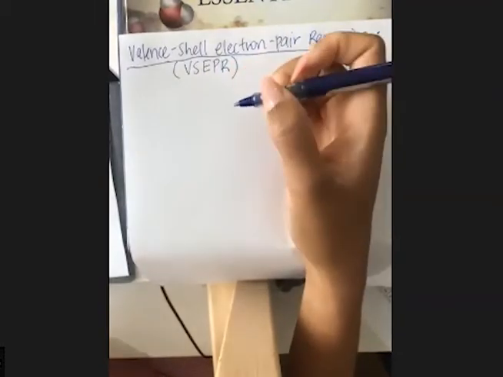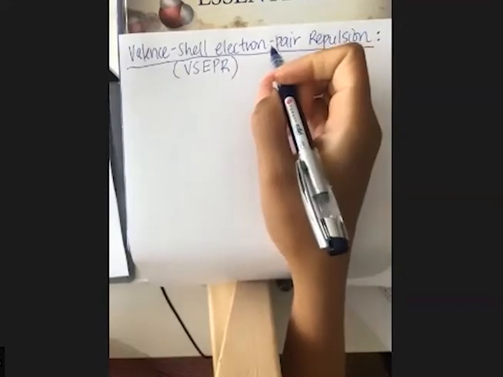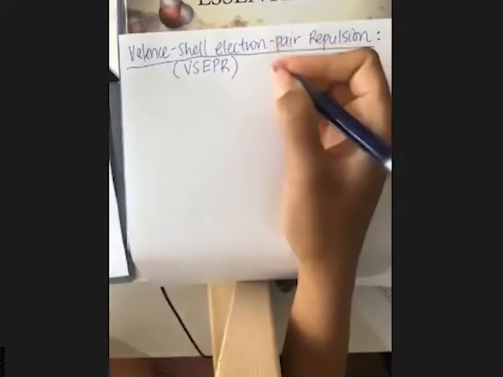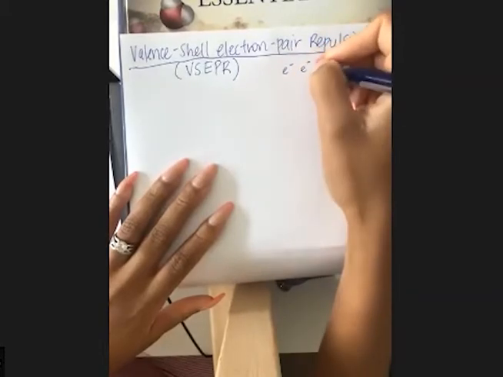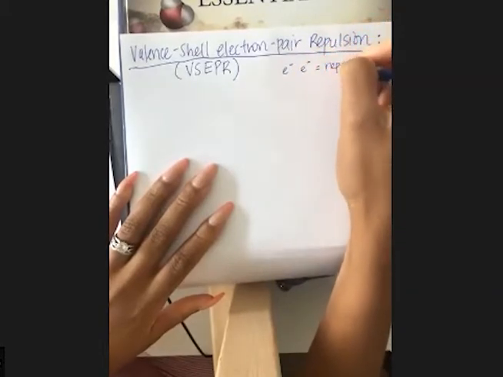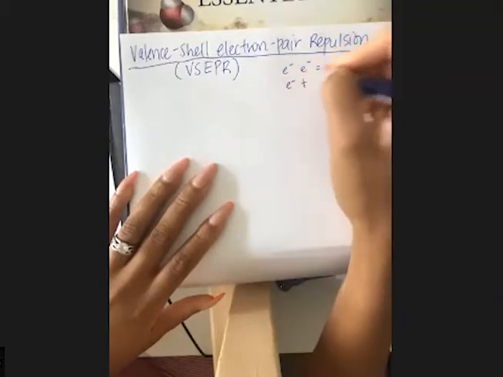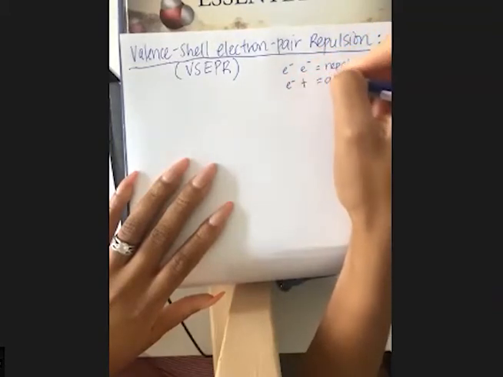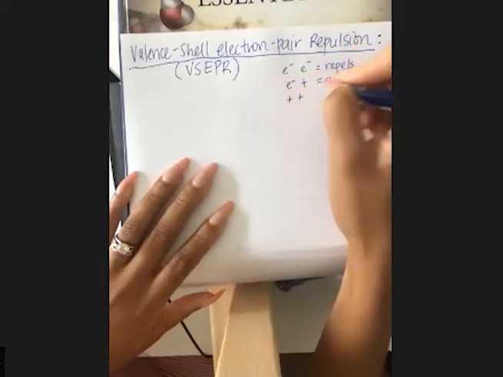And all it says is that electrons repel each other. Electrons repel each other, and we know that because negative repels negative. Electrons are attracted to positive, so positive and negative attract, negative and negative repel, positive and positive repel.